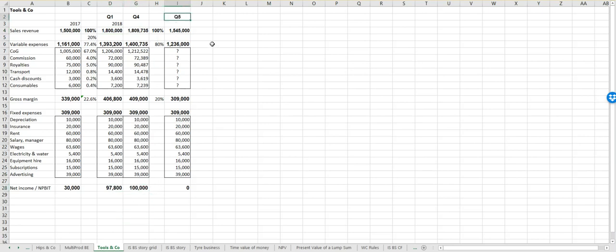In question 5, the final question, they tell us it's a break-even question and that the margin has come down to 20%. So we're going to make this 0. We're going to make these two equal. GP divided by margin gets us our break-even sales of 1,545,000. And there is some quick and dirty income statement gymnastics using Tools & Co.